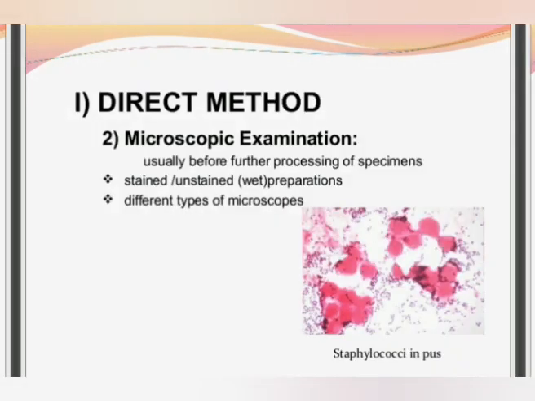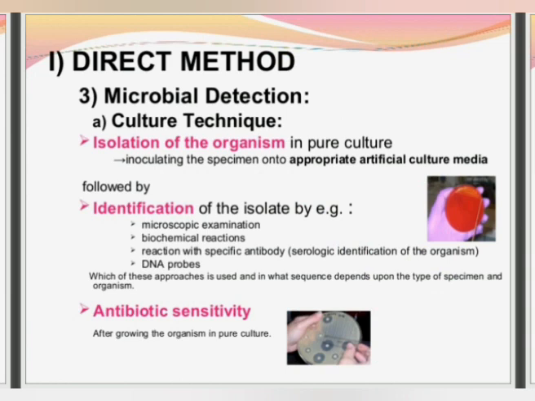Direct method microscopic examination is usually done before further processing of the specimen: stained and unstained wet preparation, using different types of microscope. This diagram shows Staphylococcus in a pus sample. And second is microbial detection, culture technique: isolation of the organism in pure culture, inoculating the specimen on appropriate artificial culture media, identification of the isolate by microscopic examination, biochemical reaction, DNA probe, reaction with specific antibodies, and antibiotic sensitivity test after growing the organism in pure culture.